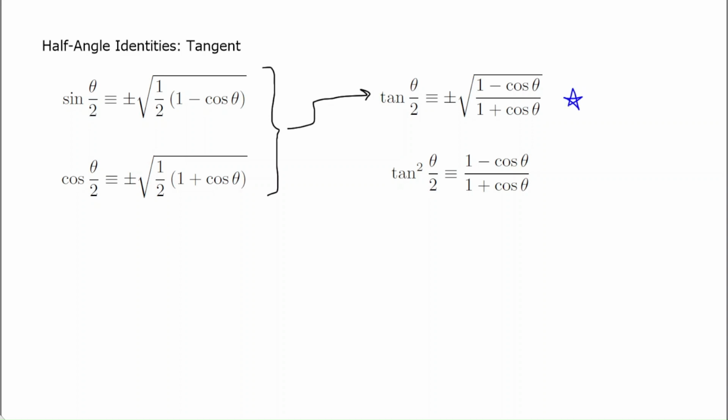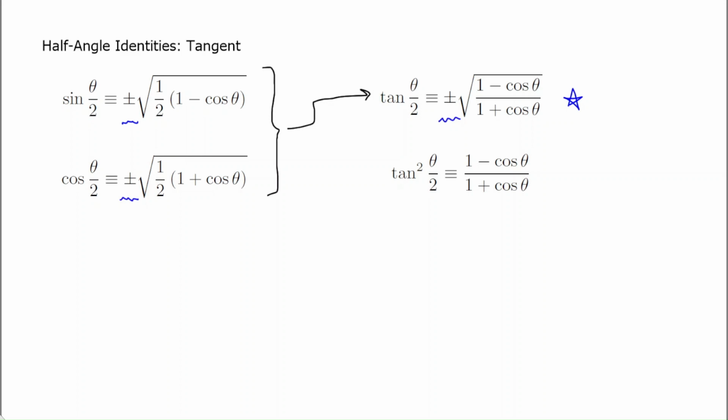Okay. Now you may recall that the plus or minus over on the sine and cosine half-angle identities had to do with the quadrant. Whatever quadrant the theta over 2 is in, that helped us decide on that plus minus. The same is true for the plus minus over here in the tangent identity.